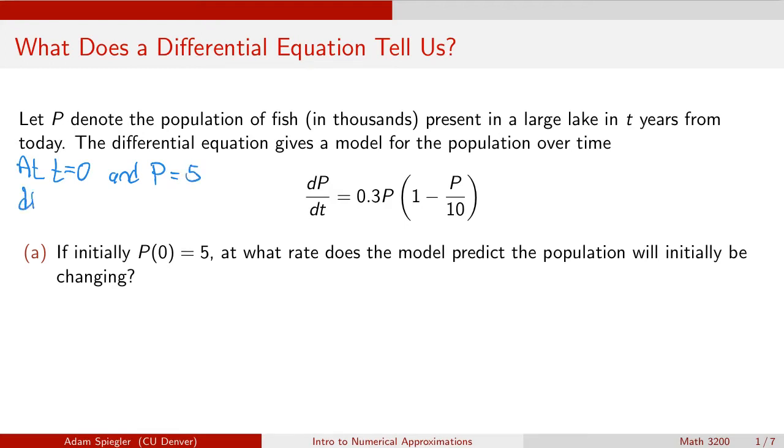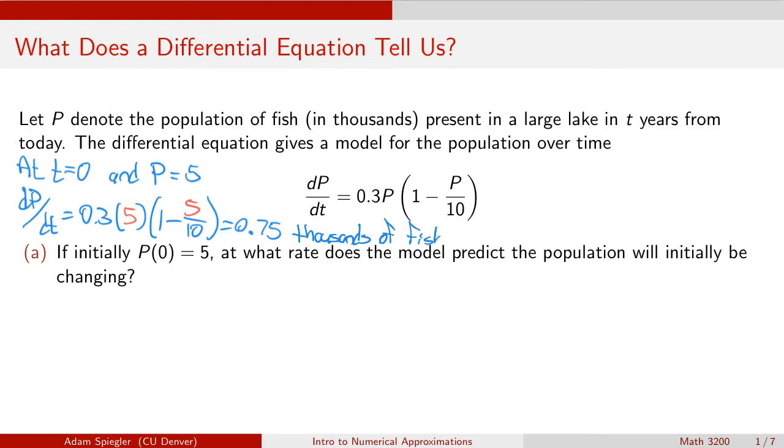So to calculate the rate of change, we would want to know what is dP/dt at this initial condition. So everywhere I see a P, I'm going to plug in our initial population value, which was 5 for the 5,000 fish. And if this formula had a place for t anywhere, then I also would plug in the 0 for t, but it doesn't. And so simplifying this gives us 0.75, and this is a rate of change. So we have units, thousands of fish per year. So this is telling us at what rate the fish population is changing initially at time 0.